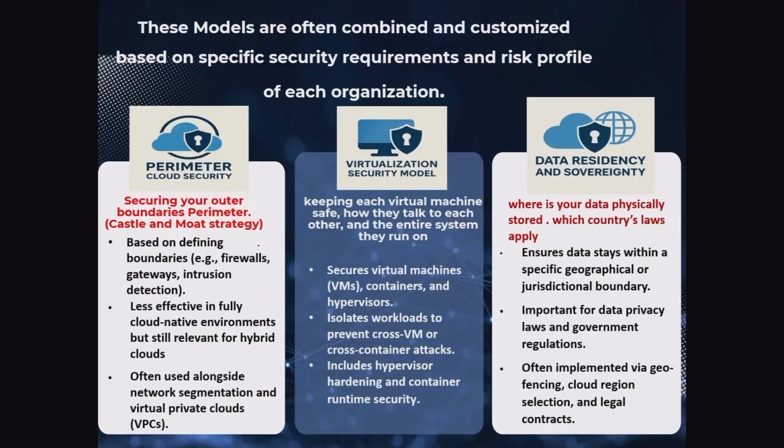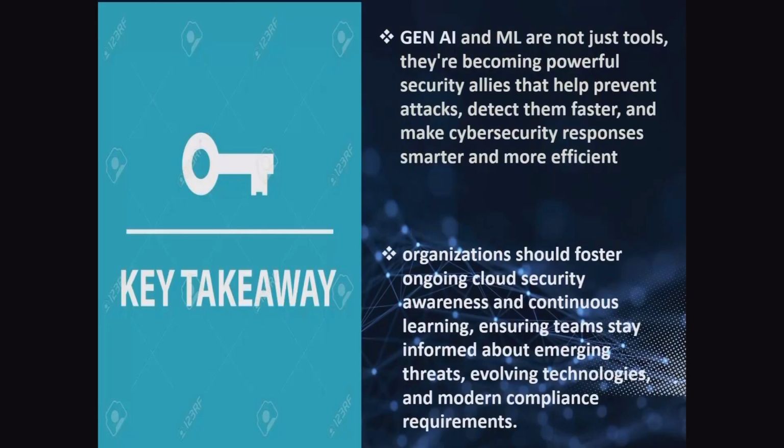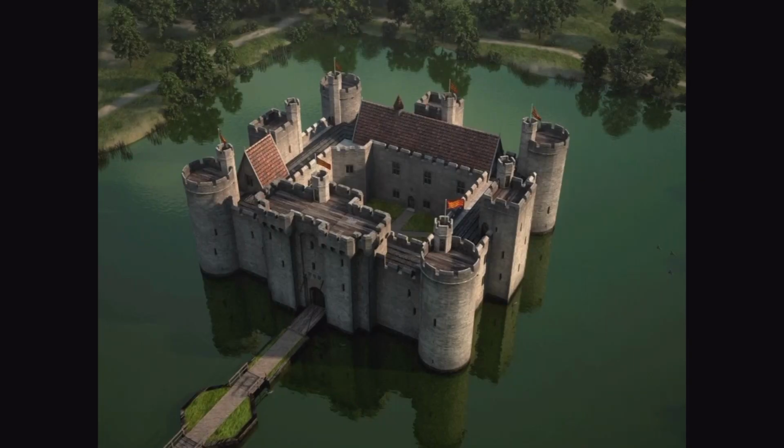We also mentioned the perimeter cloud security. I want to do an illustration of this perimeter. Can you see this? The perimeter cloud security model uses the castle and moat strategy. I want to say this picture is painting a picture.